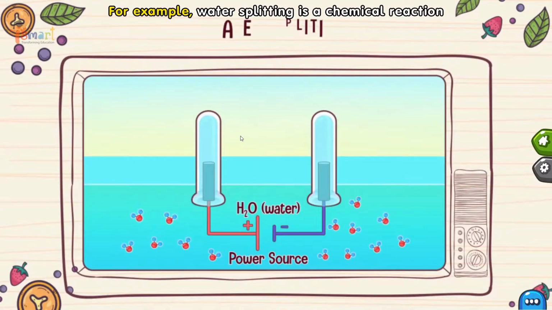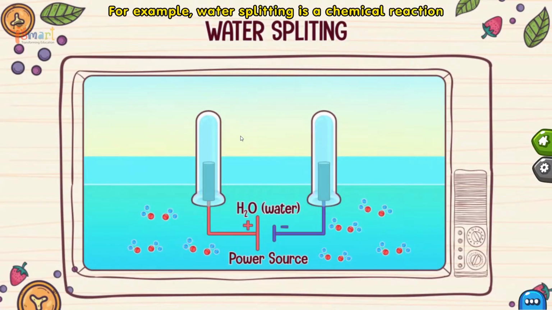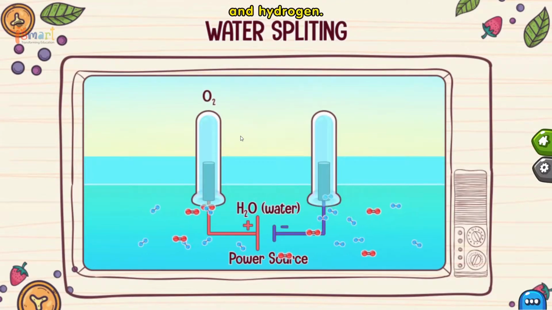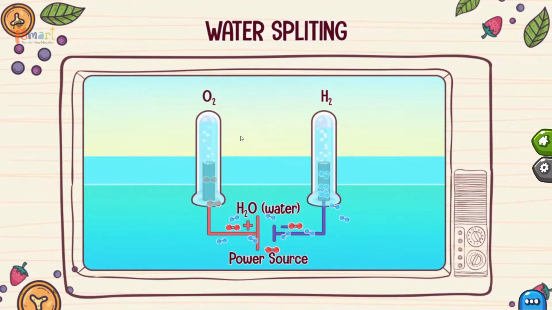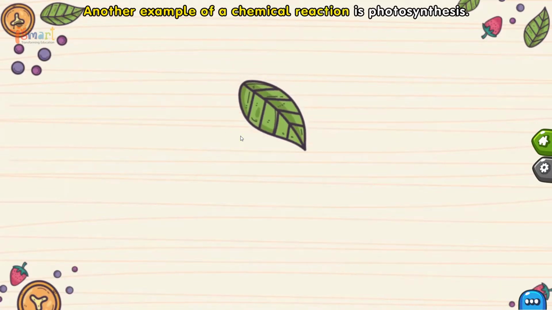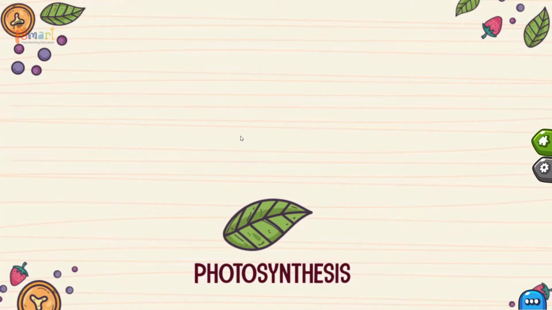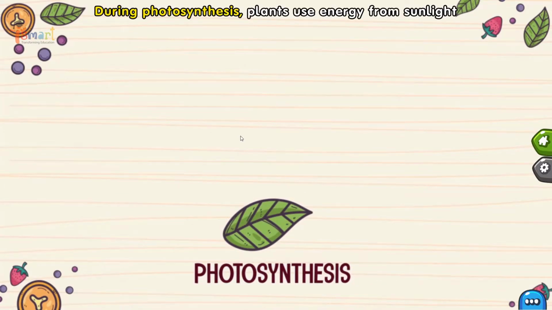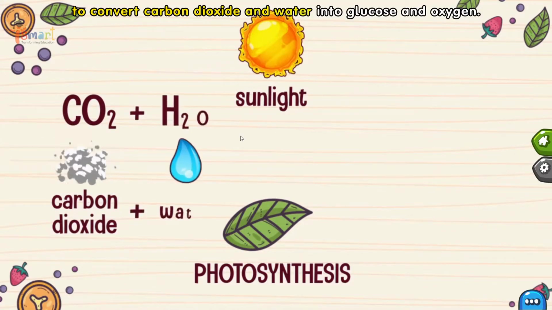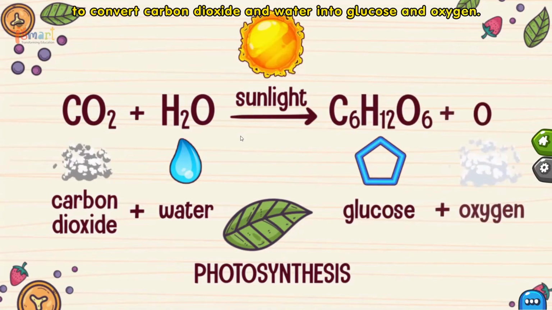For example, water splitting is a chemical reaction in which water compounds are broken down into oxygen and hydrogen. Another example of a chemical reaction is photosynthesis. During photosynthesis, plants use energy from sunlight to convert carbon dioxide and water into glucose and oxygen.